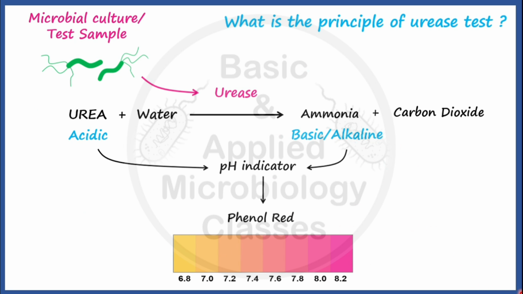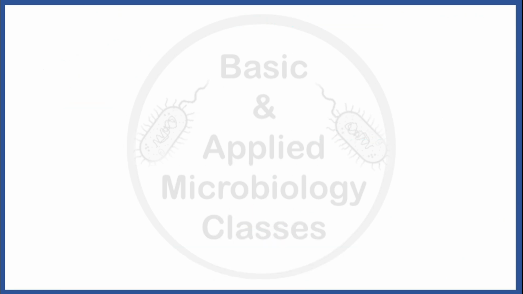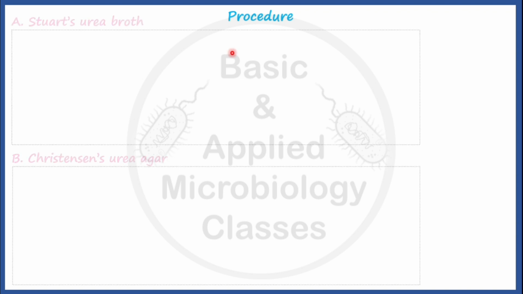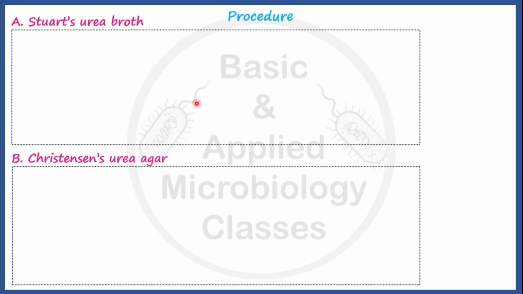Now let's see how in the laboratory this principle is used to carry out the urease test. Here we are going to cover the procedure. The urease test in a microbiology laboratory is performed in two ways. Either we can use a liquid medium, that is Stuart's urea broth, or we use Christensen's urea agar, which is a solid medium, right? So let's see the stepwise procedure using both of these types of medium.